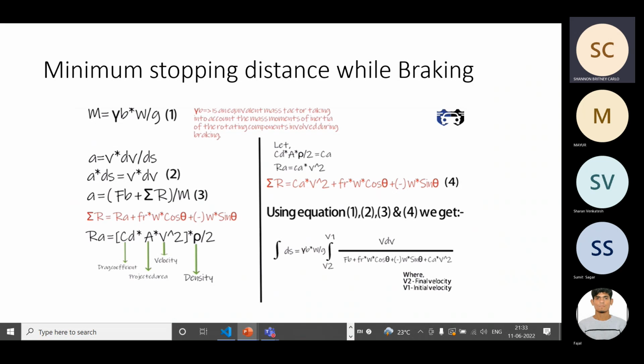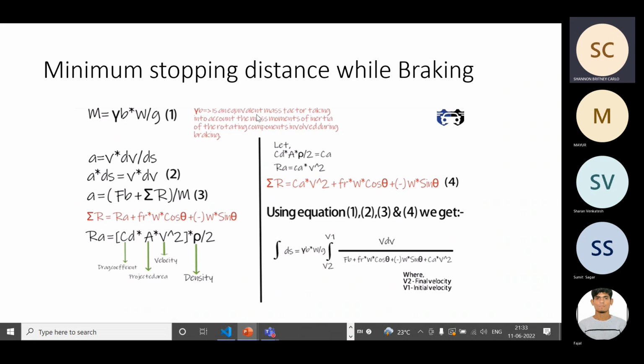So now we'll discuss the minimum stopping distance while braking. Once you brake, what is the minimum stopping distance? This we'll try to calculate. The mass of the car is taken to be W by G in general, but we'll multiply it by some constant which is called gamma B.